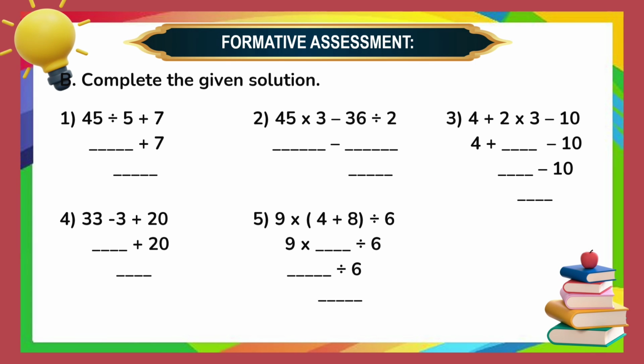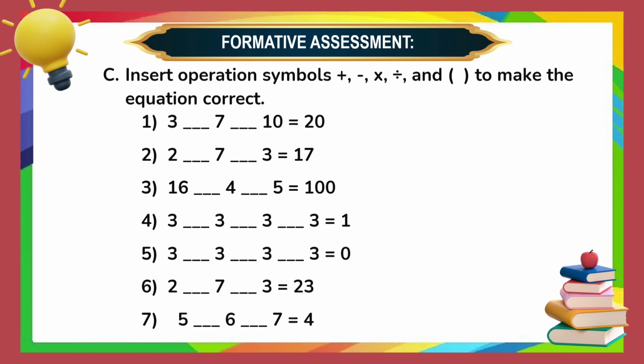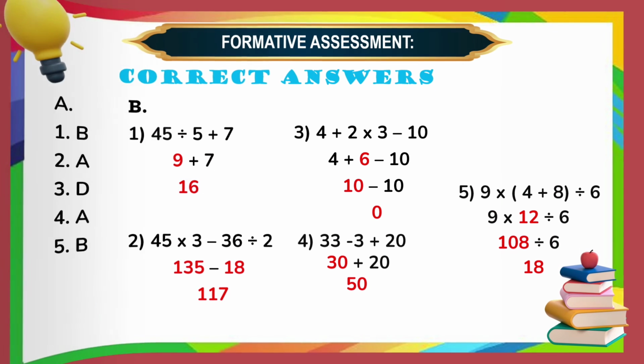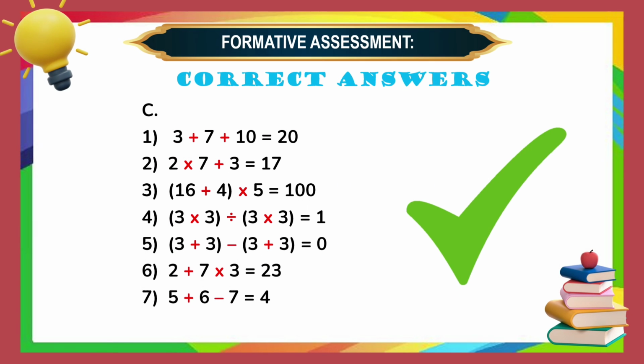For letter B, you have to complete the given solution. For letter C, insert operation symbols like addition, subtraction, multiplication, division, and the grouping symbols to make the equation correct. Okay, as I said, you can use the trial and error method. So here are the correct answers for the formative assessment, letter A and B. And these are the correct answers for letter C.